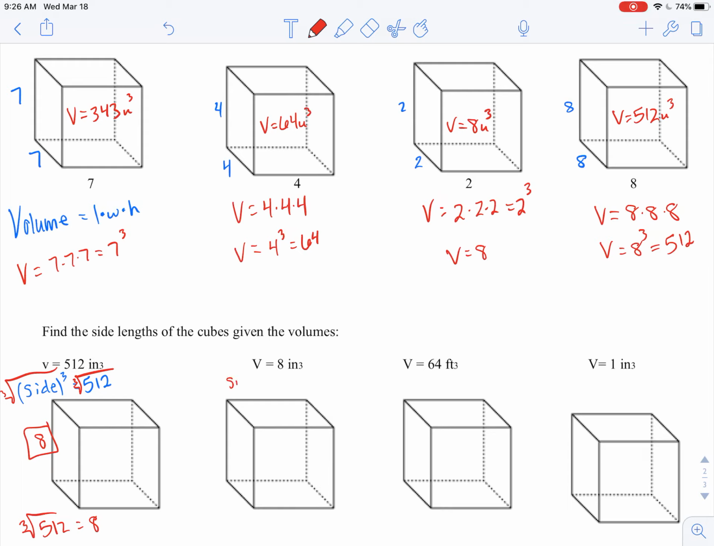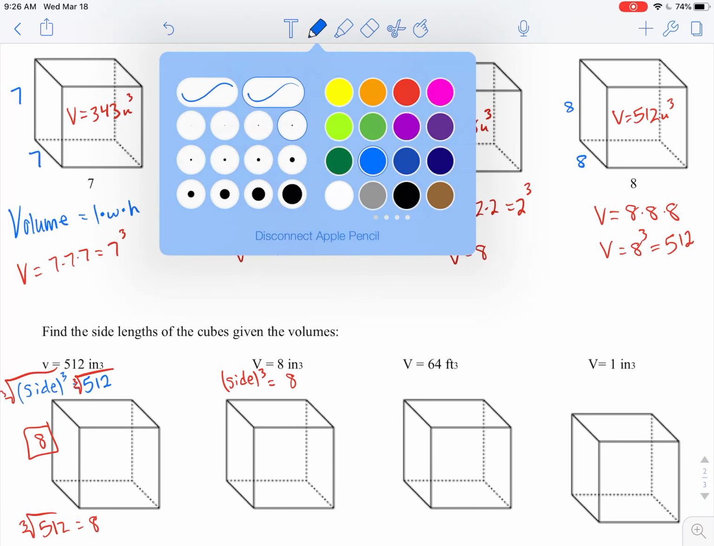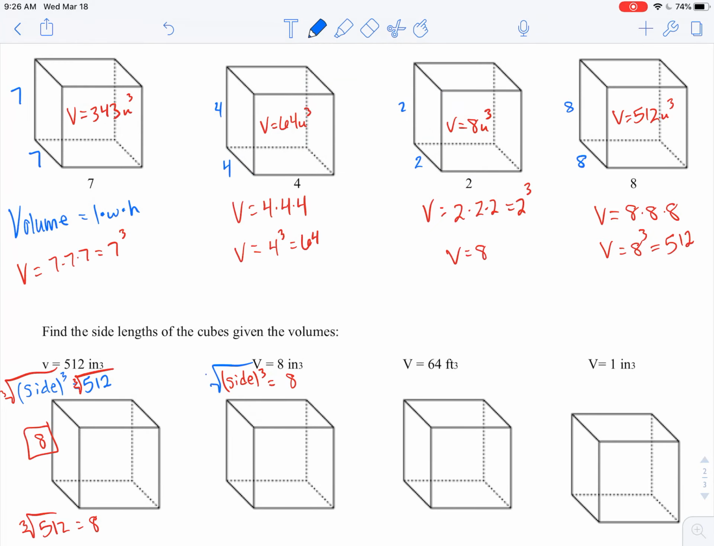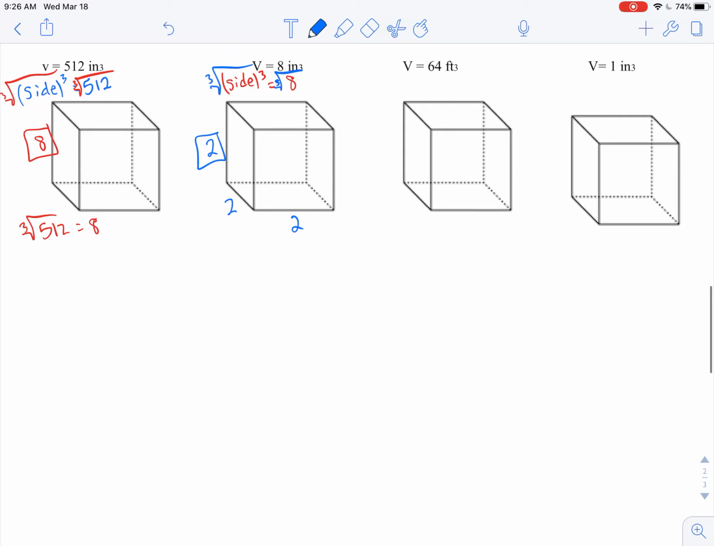So here's same thing. Side cubed is volume of a cube, which is 8. And then the opposite of cubing is cube rooting. And the cube root of 8 is 2. So why don't you guys try the last two here, pause the video, and then let me know how it went.